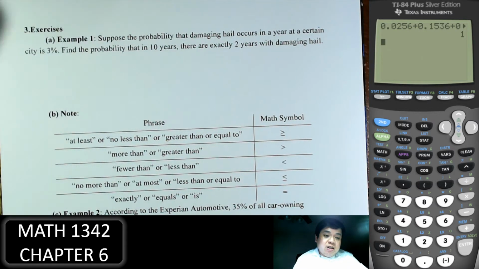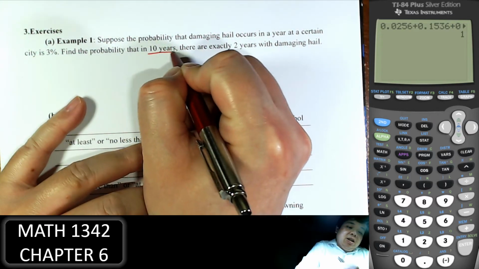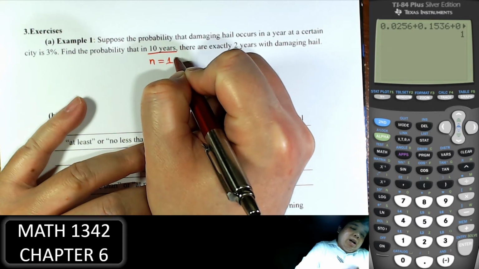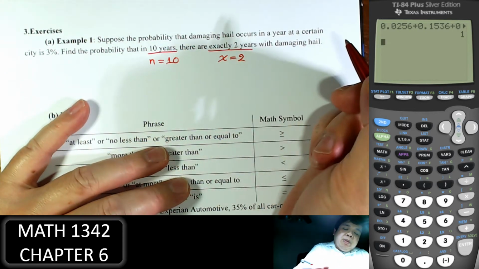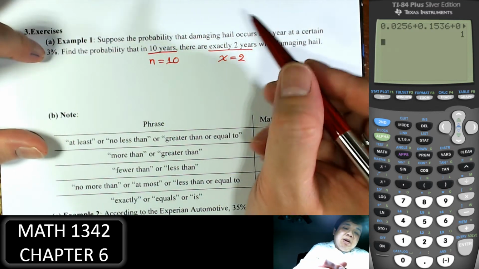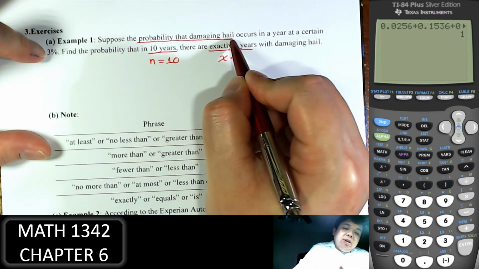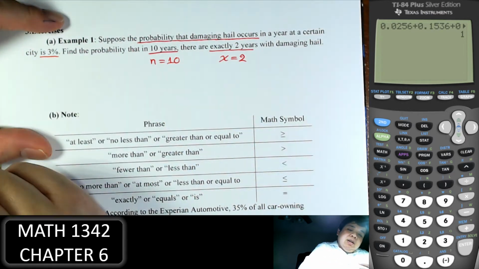Suppose the probability that damaging hail occurs in a year at a certain city is 3%. Find the probability that in 10 years there are exactly 2 years with damaging hail. So in this case, we have 10 years, a fixed number of trials, n equal to 10. Exactly 2 years, so that would be x equal to 2. And the probability of damaging hail is 3%.